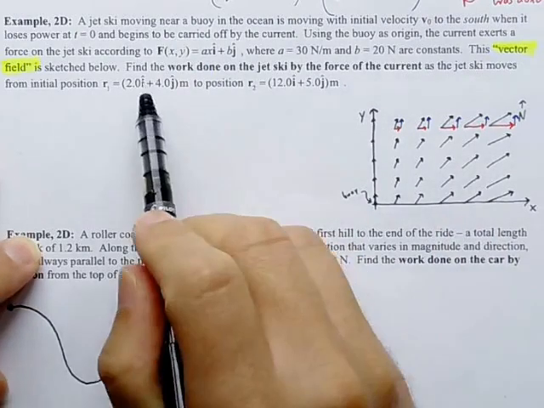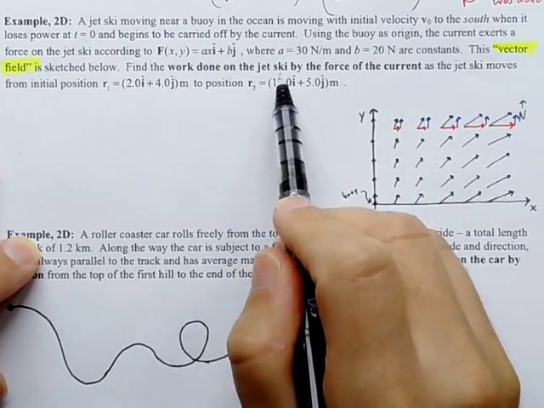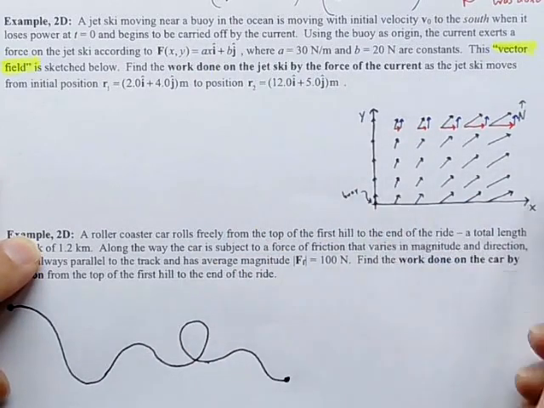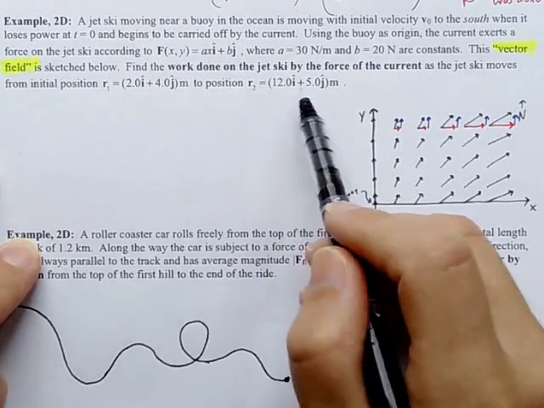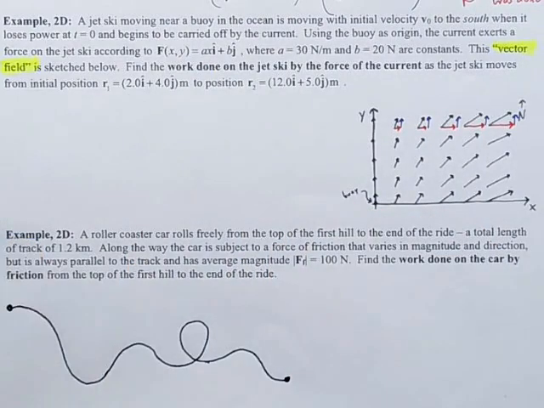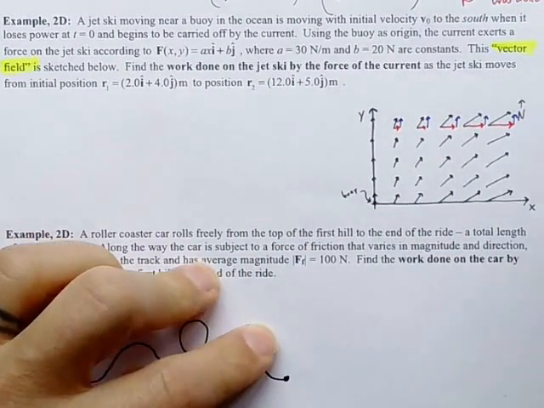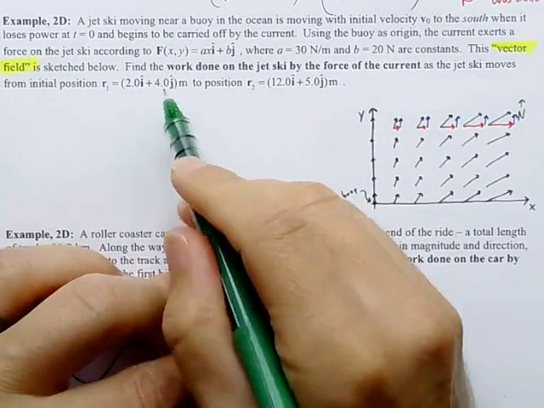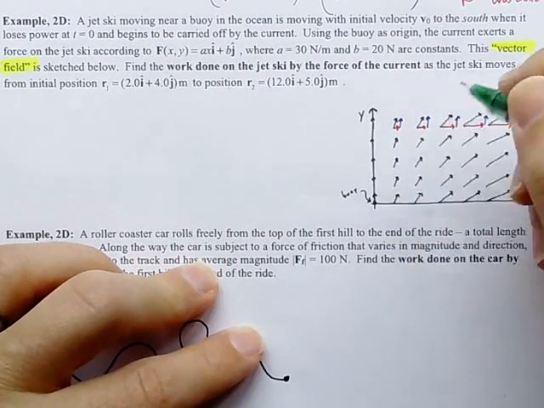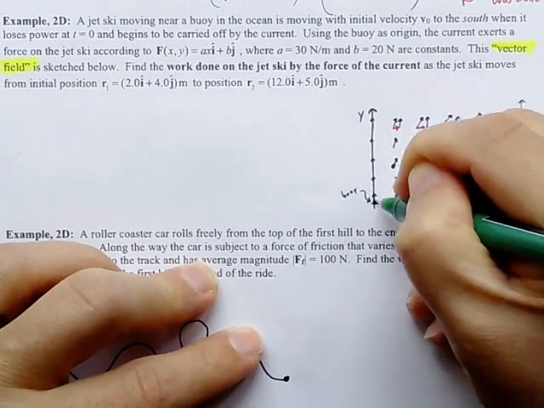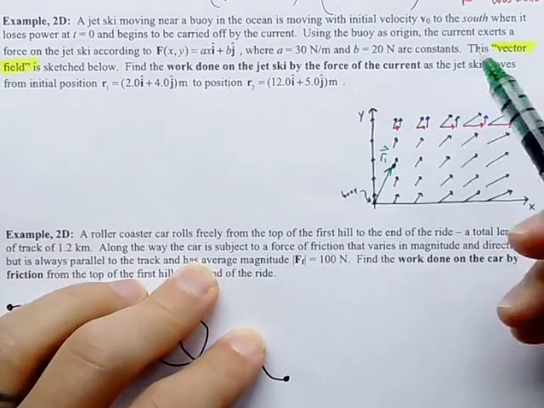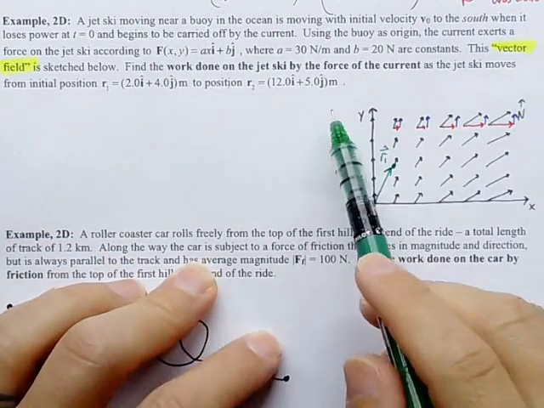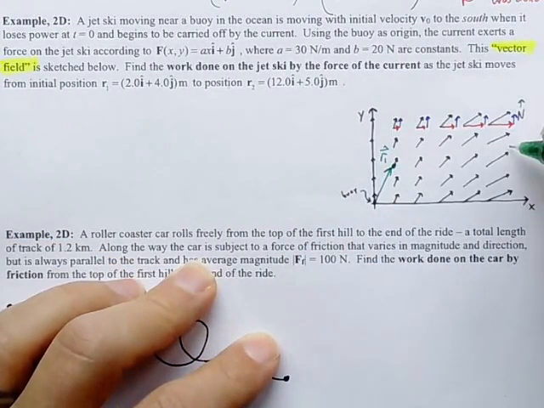Okay, we want to find the work done on the jet ski by the force of the current, the force that's depicted here, as the jet ski moves from this initial position to this final position. Let's sketch in those initial and final positions. Let's see, 2 meters and 4 meters. Let's say that is about here. We'll call that R1, the initial position. And our final position, 12.5, let's say about there, will be R2.